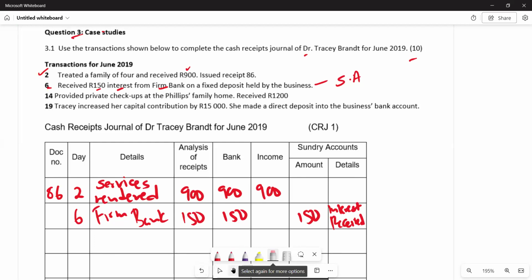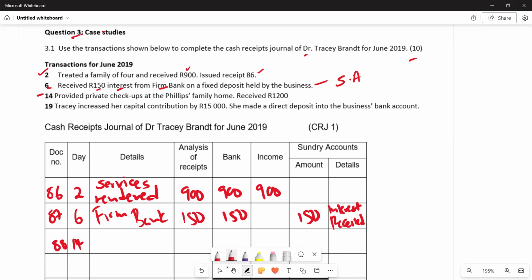If you go to the next transaction, it's on the 14th. Obviously, for our receipts, we have 86 there. Receipt number 86 is the first one, and then we can regard the next one to be 87, and then this one we can say is 88. And now the details: on the 14th, provided private checkups to the Phillips family house, received 1,200.